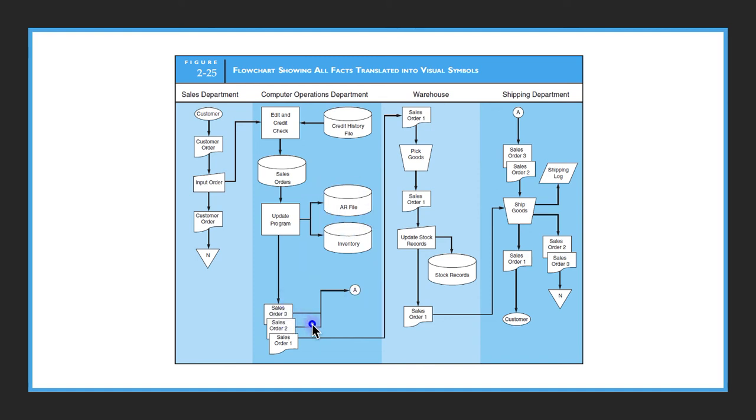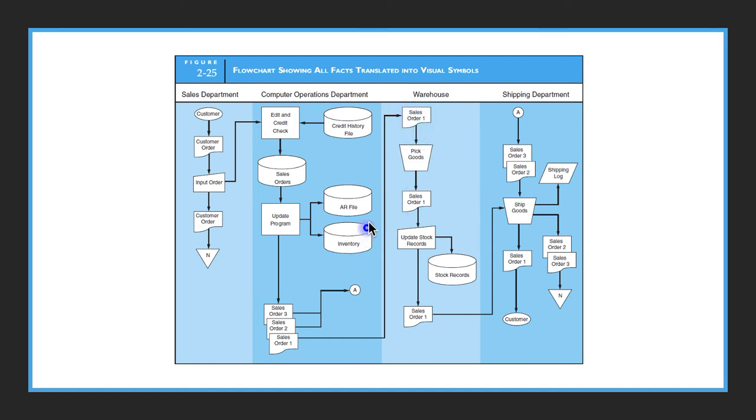Okay, then two copies of the sales order, through the on-page connector, will be forwarded to the shipping department, and another copy will be given to the warehouse. Okay, and then this customer order that came from the sales department will now be stored as a file, no?